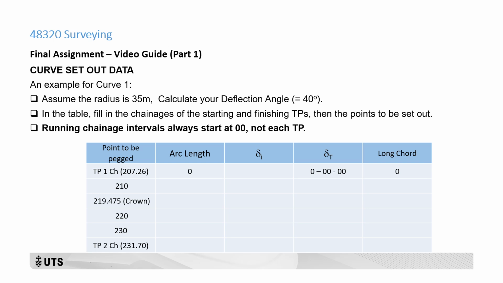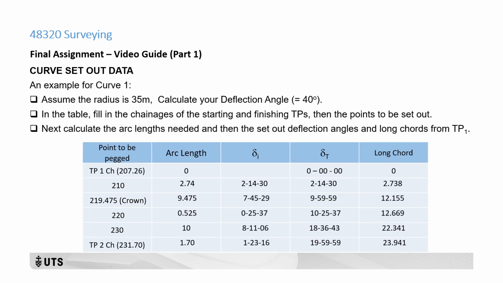All right, an example on curve set out data. So let's assume the radius is 35. The deflection angle we find is 40. So we've got the change of the TP. The next point to be pegged, of course, is back at the even running change, 210. The crown sits at 219.475. Then we'd have 220, 230 and TP2.